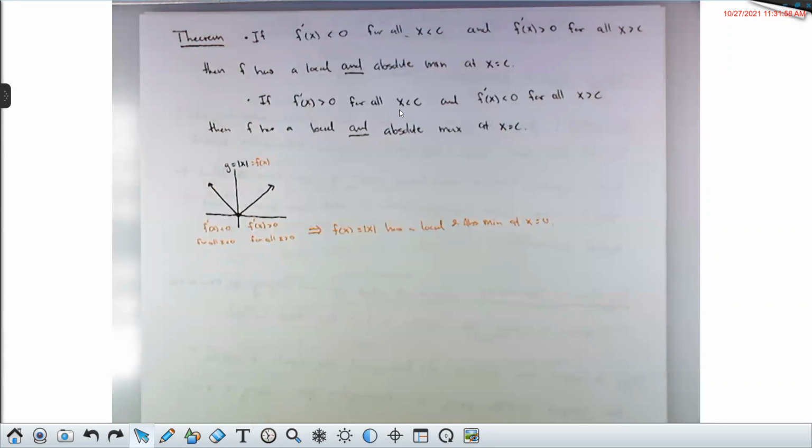Sorry, I think I was confusing this with the absolute value not being differentiable. Yeah, so it's true here. This c, I never said that f has to be differentiable at c, right? We just need the derivative to be negative everywhere to the left of c and the derivative to be positive everywhere to the right of c. That on its own is enough to guarantee it.